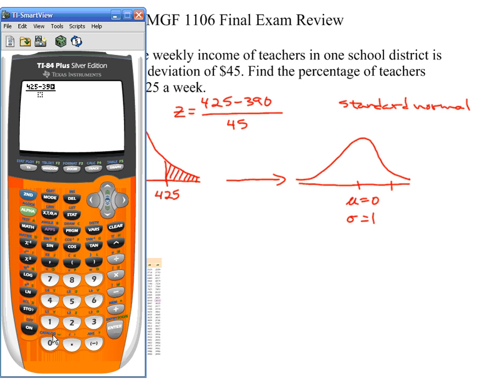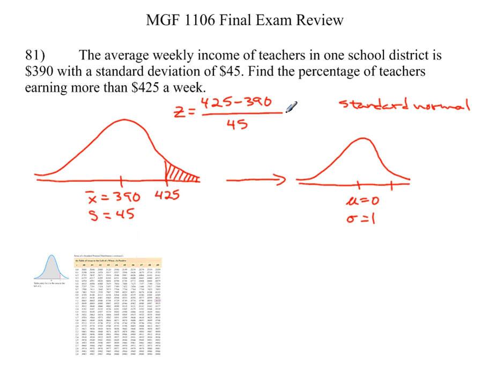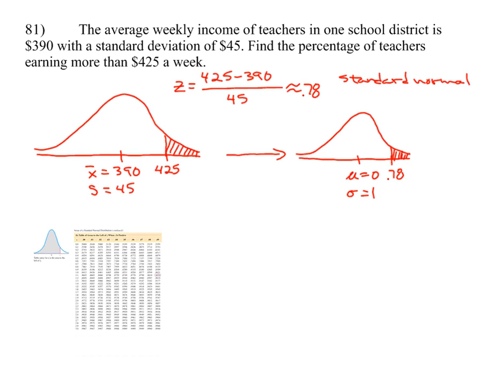$425 minus 390 over 45. Let's make sure this is a decimal answer. That's approximately 0.78. So this $425 in our normal distribution is represented by a z-score of 0.78 in the standard normal distribution. And again, we'll be looking for what percent is represented by the shaded area. To do that, we're going to need to use a table.